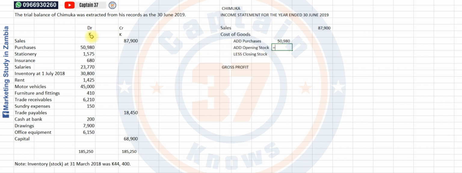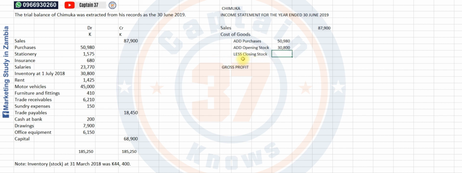What is the opening stock? The opening stock is here where it says inventory at 1st July 2018. This one here is our stock. I wonder why it says 2018. I think they forgot to change the date. But anyway, that's not for us to worry about. We know that that's the opening stock, so we'll put it there.